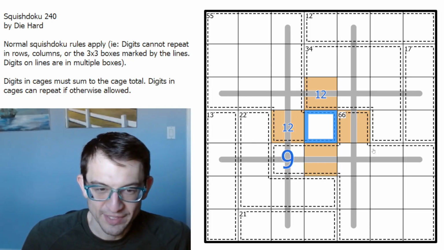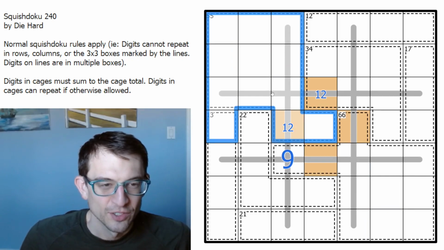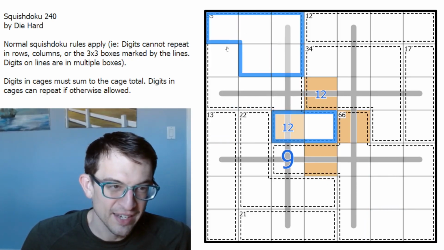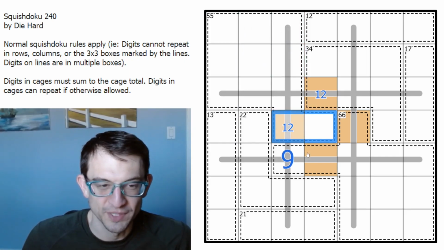So how do we do it? Instead of looking at this corner cage, we're going to look at this corner cage. So we've got this whole cage adding to 55. Again, those add up to 45. So what I'm left with is this, which sums to 10.